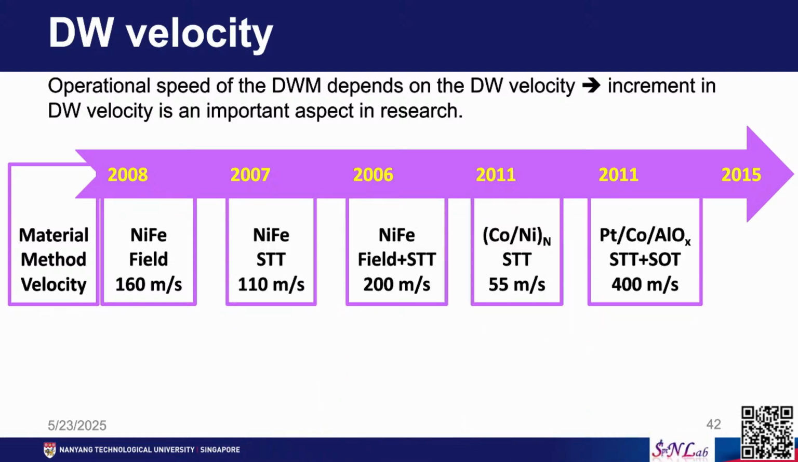So, for example, if you use synthetic antiferromagnetic structures and you use spin-orbit torque, you can move the domain walls at speeds of 750 meter per second and so on. There are some later studies which even report much larger speeds. Okay. So, speed is not a problem.